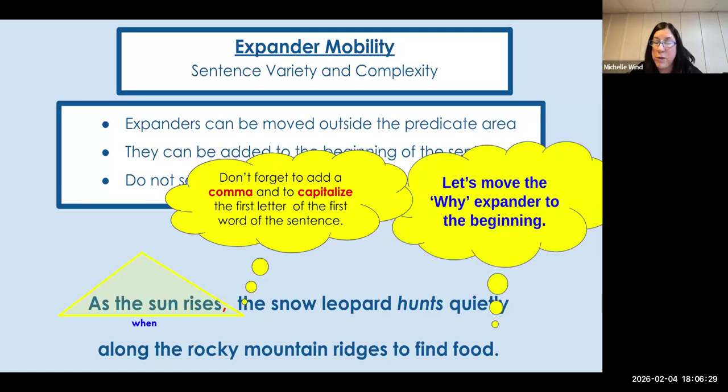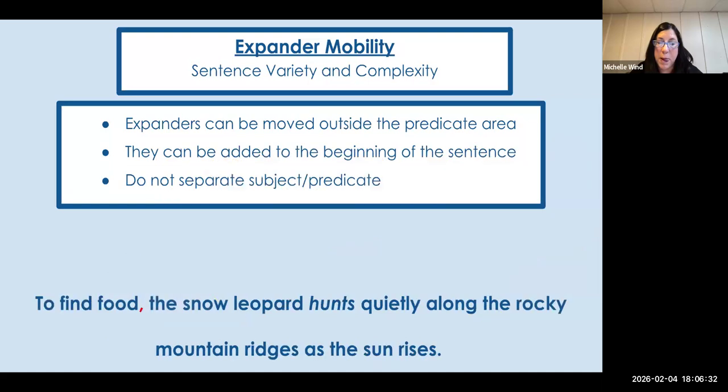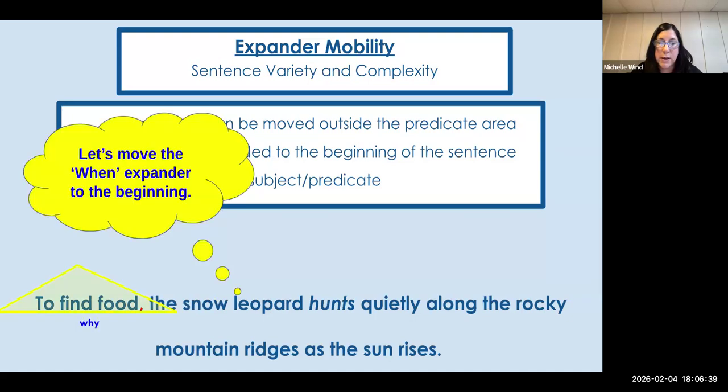So another example is we can move that why expander to the beginning. To find food, the snow leopard hunts quietly along the Rocky Mountain ridges as the sun rises.